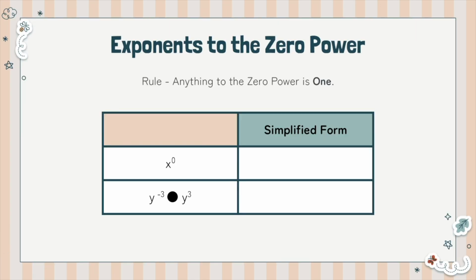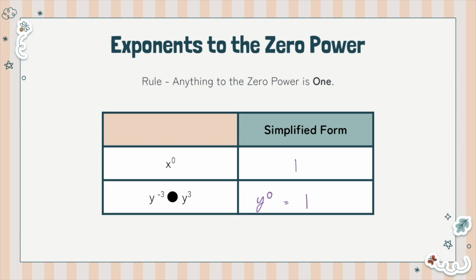Our first rule here is the exponent of 0 power, and our rule is that anything to the 0 power is 1. So for example, we've got x to the 0 power, that's going to be 1. Then we've got y to the negative 3 times y to the positive 3. As we remember our rule from last time, we add the exponents together: negative 3 plus 3 is going to give us 0. So we end up with y to the 0 power, and as we just talked about, anything to the 0 power is 1. So our answer there is also 1.